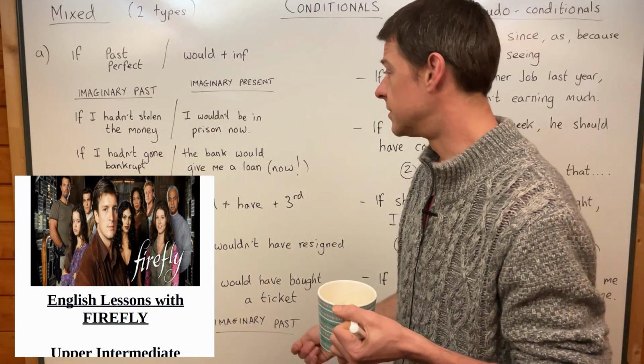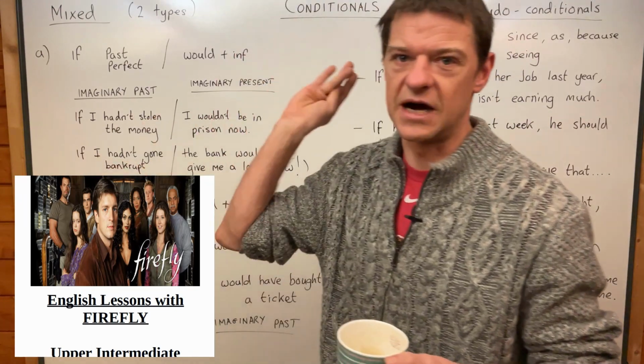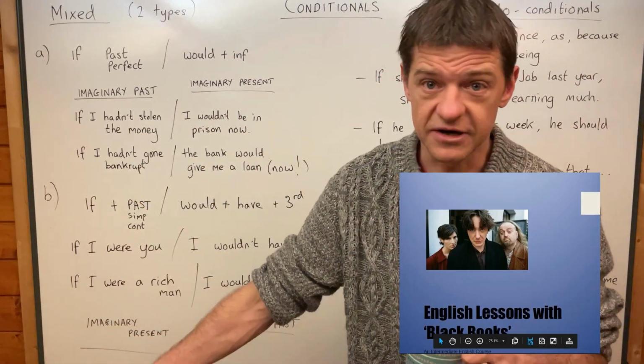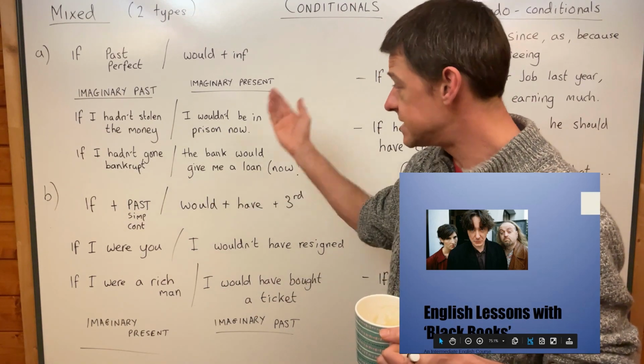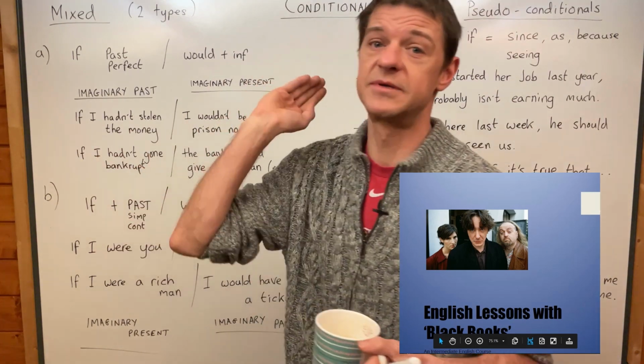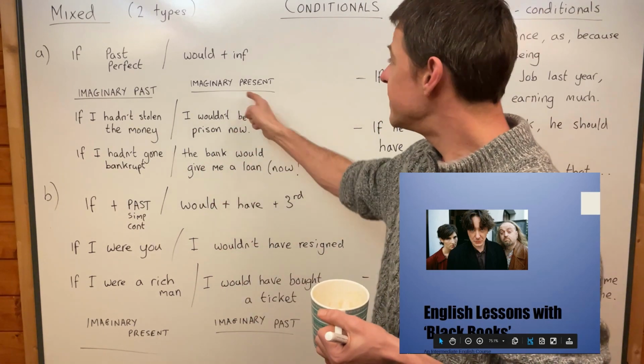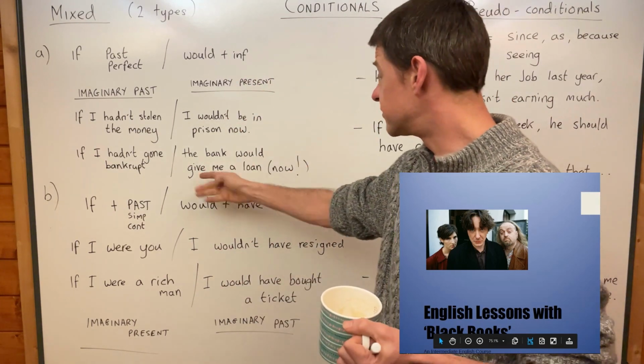Or here's another example. If I hadn't gone bankrupt last month, the bank would give me a loan tomorrow. Yeah, it doesn't have to be now, actually. It could be tomorrow. If I hadn't gone bankrupt last month, the bank would give me a loan tomorrow. So imaginary present or future, actually, because tomorrow's future.